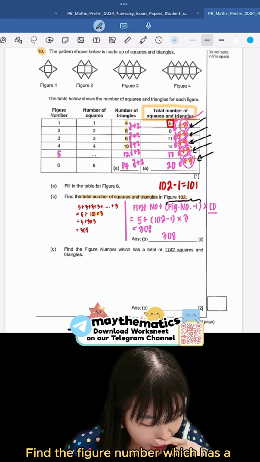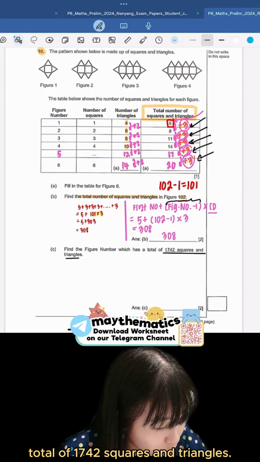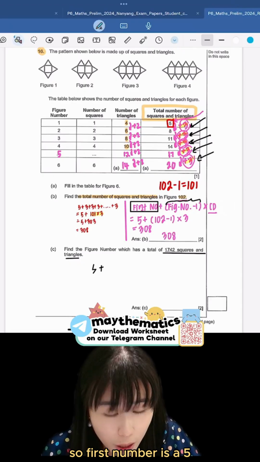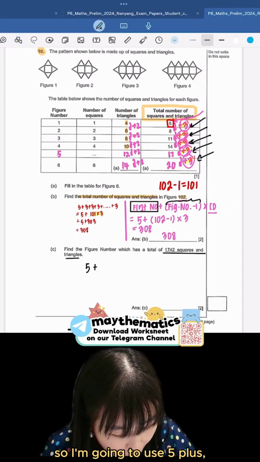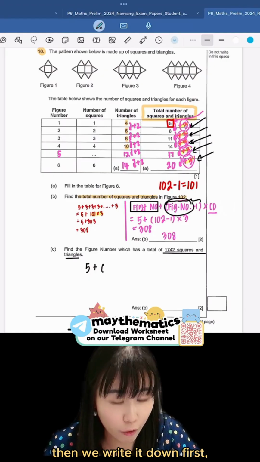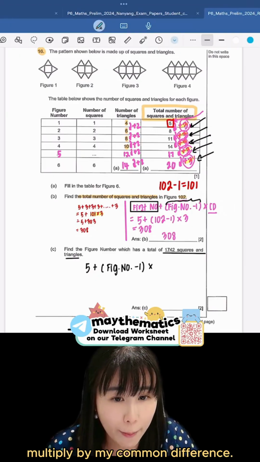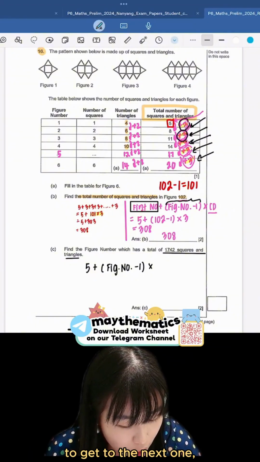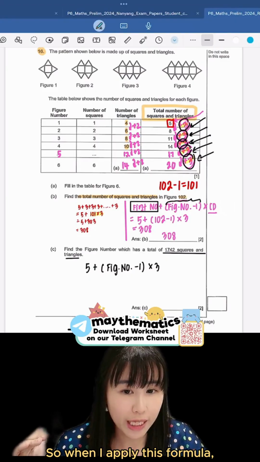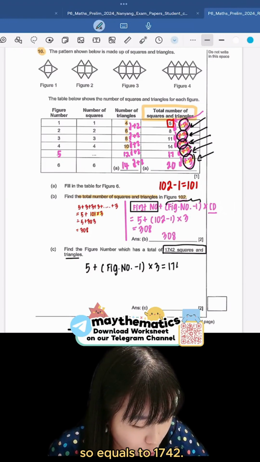Alright. Find the figure number which has a total of 1742 squares and triangles. So just now, we talked about the formula must start with first number. So first number is a 5. Okay, so I'm going to use 5 plus. Now, they ask you for figure number, means we don't know that figure number, so we write it down first, okay? Plus figure number minus 1 multiplied by my common difference here. I always add a 3 to get to the next one, so my common difference is times 3. So when I apply this formula, I am supposed to get the value of 1742 squares and triangles. So equals to 1742.